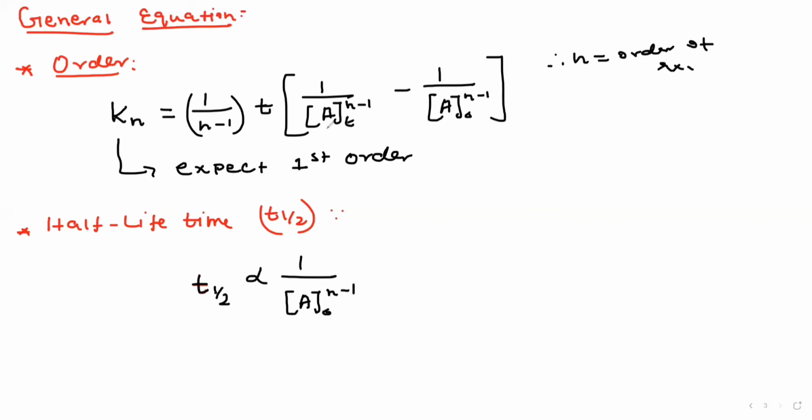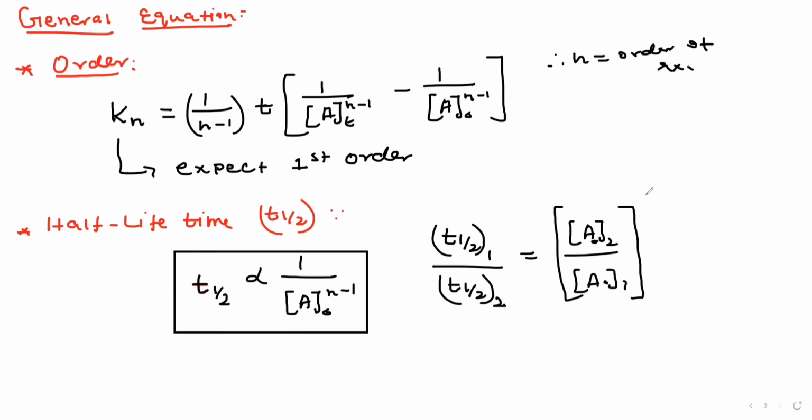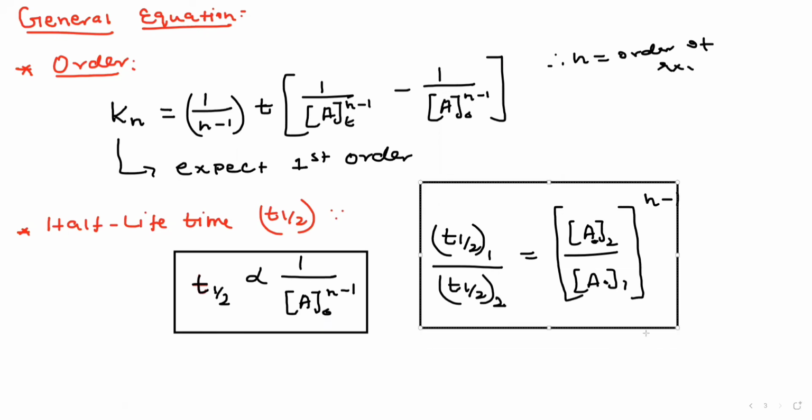This is a very, very important graph from the exam point of view. Using this graph, we can find out whether t½ is directly or indirectly proportional, as per the two orders. Now, if we compare the t½ of two reactions, t½1 by t½2 is equal to (A0 2 by A0 1) power n minus 1. Using this equation, you can find out the order of reaction.